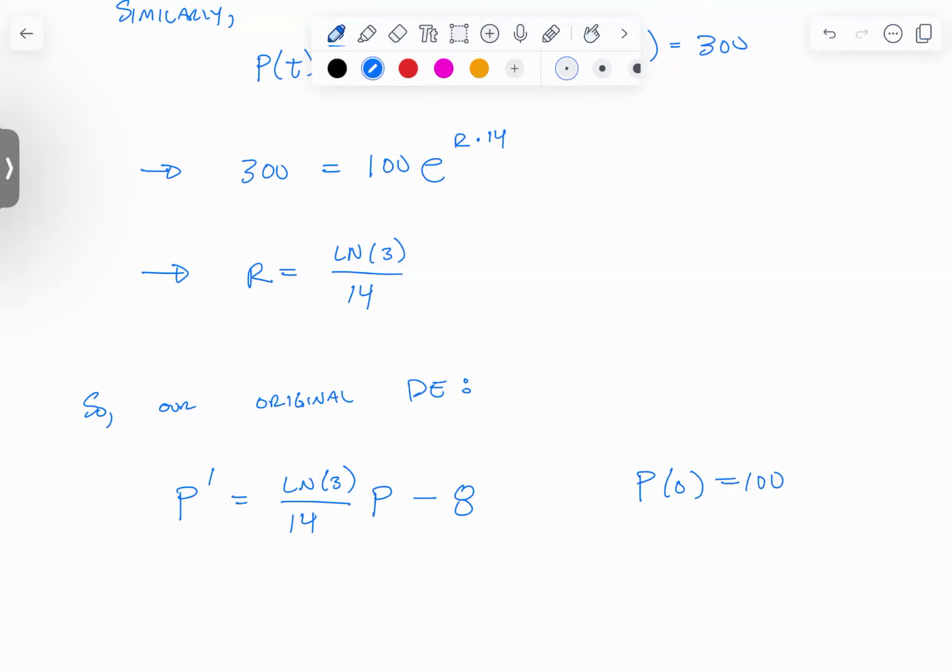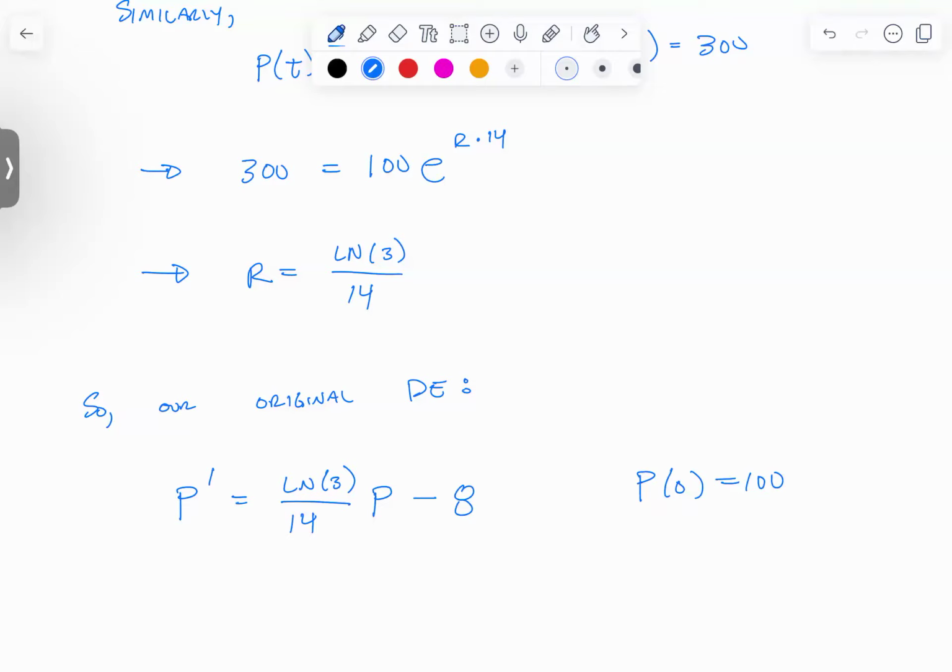So our original differential equation becomes P prime equals, and remember we had RP minus 8 here. So P prime equals constant P minus 8, still with our initial condition. All of that was really just to get what proportional rate the birth rate is increasing by. From here, what kind of equation is this?